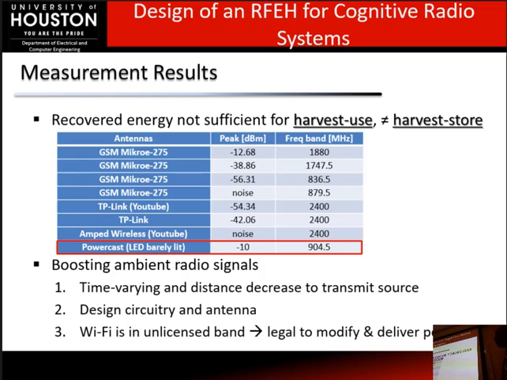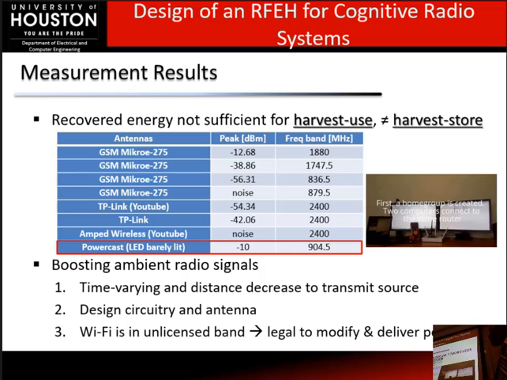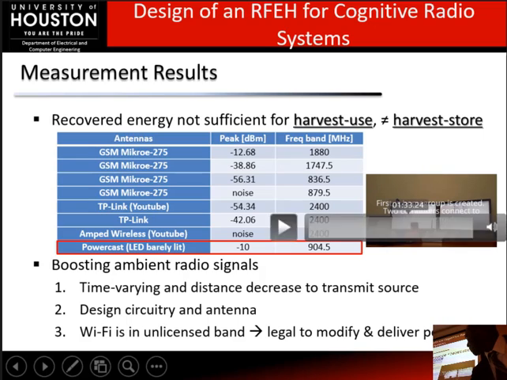And the other way is also to modify, for example, let's say Wi-Fi, because Wi-Fi can be legally modified to deliver power. So just for the sake of running experiments, I purchased a Wi-Fi router. I modified the firmware, and I used the same board and created a home group. I will show you a short video here.